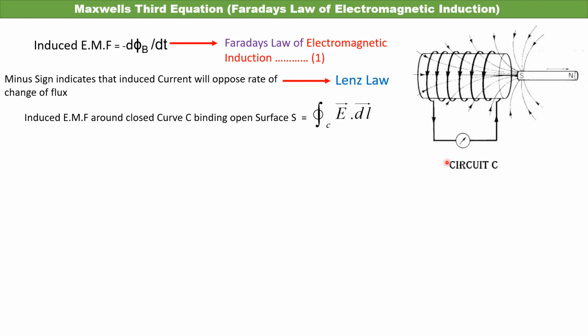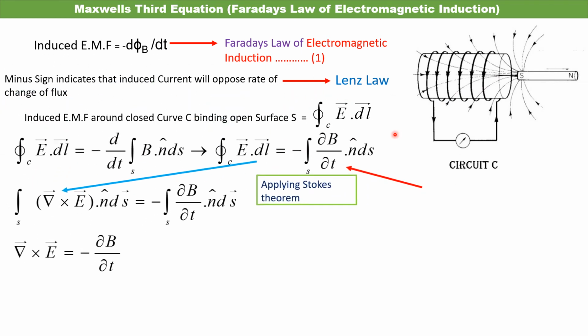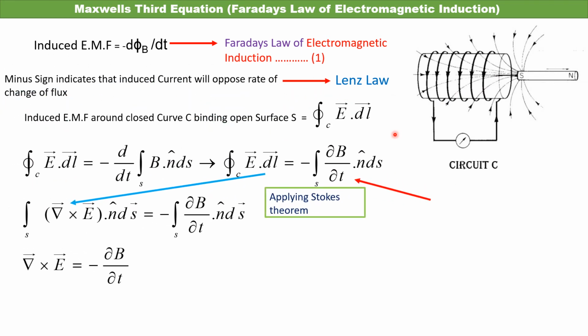You can see there is a circuit C, or a closed curve in it. So there will be an EMF induced in it due to the motion of the bar magnet towards it, the time change of magnetic field. So now let's derive the equation.